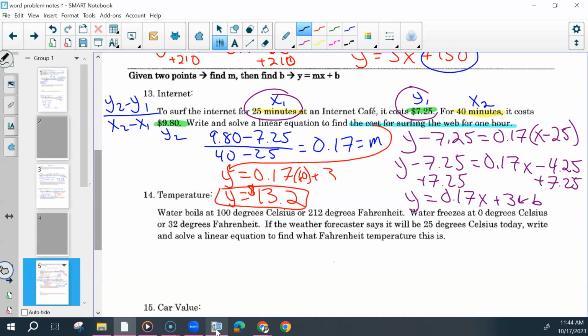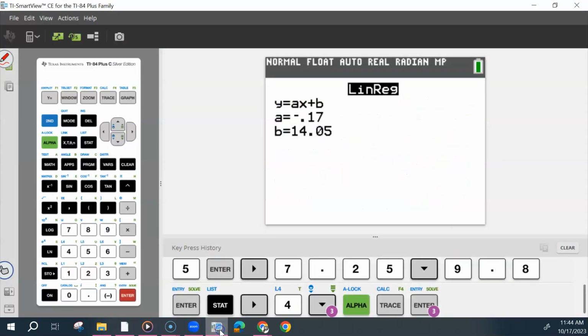That should have been a negative, so what we just did was incorrect. Fix that at a later time. So in the calculator, it's going to give you that equation that we did all that work to solve for. Even though ours was wrong, but that's okay.